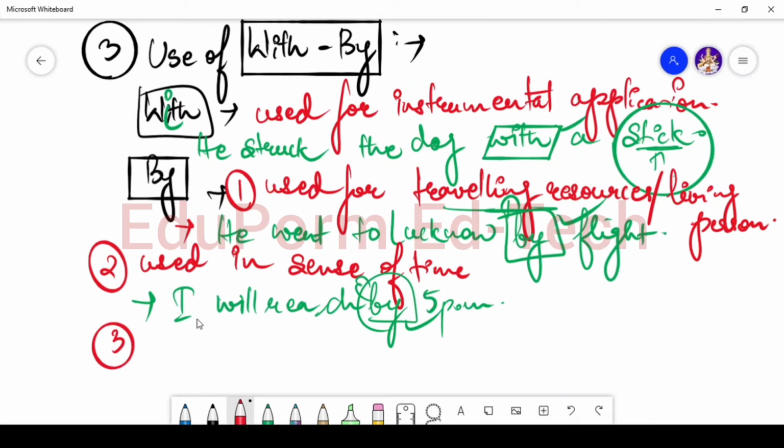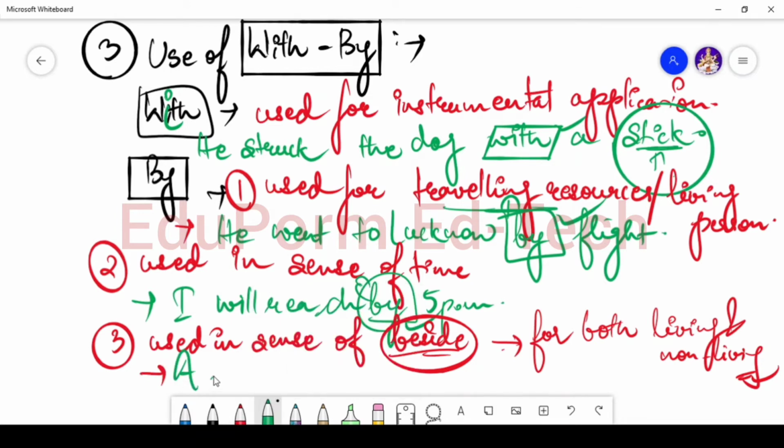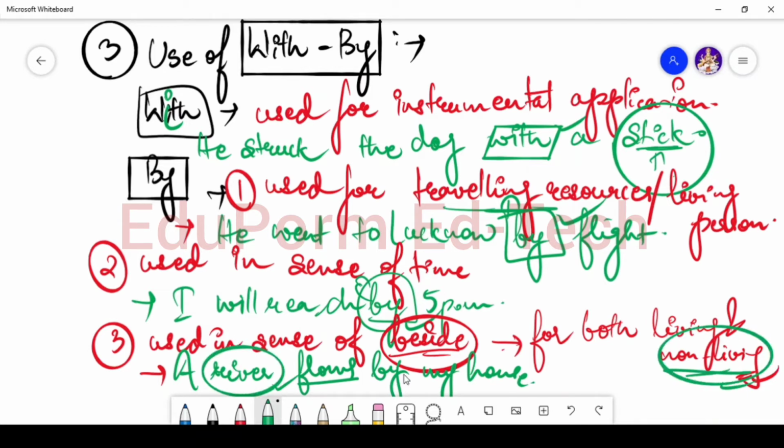Now, third scenario is when it is also used in the sense of beside, okay, sense of beside, means it can be used for both living and non-living. Okay, beside means it is used in the sense of by the side of. Okay, like if I say that a river flows by my house, means a river, basically I'm referring to a non-living thing, and again I'm saying a river flows by my house means a river flows by the side of my house. Okay, so these are three different scenarios where use of by is done.